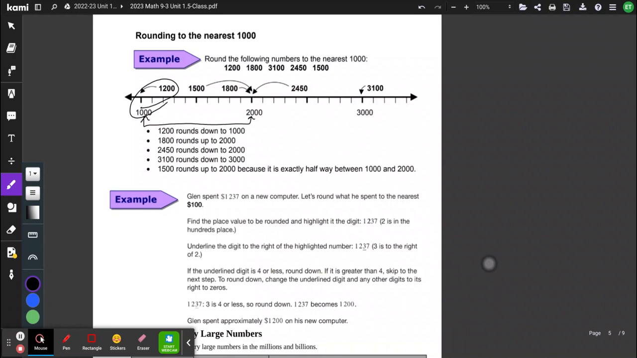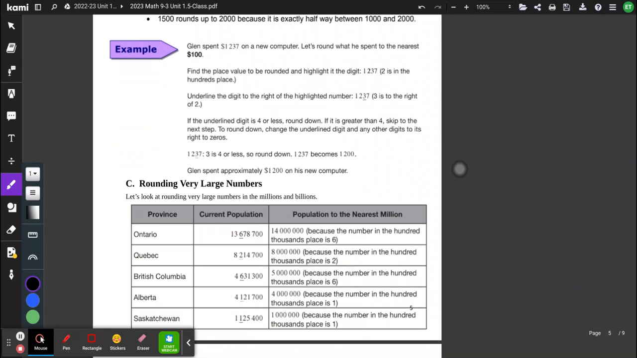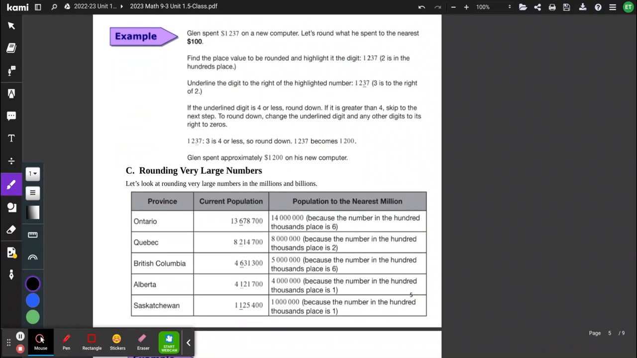So in this case, let's take a look down at Glenn. Glenn spent $1,238.37 on a new computer. We're going to round that to the hundreds. So how much did he spend?